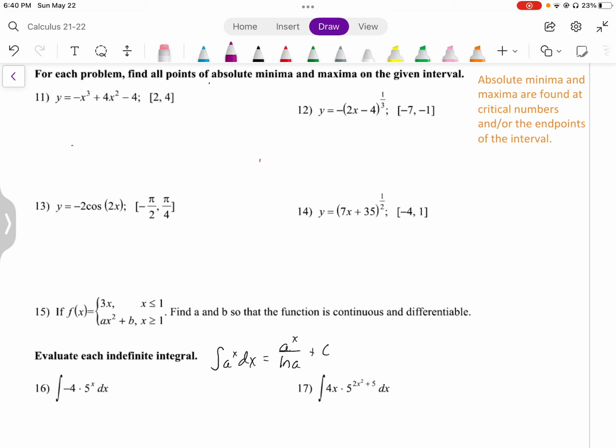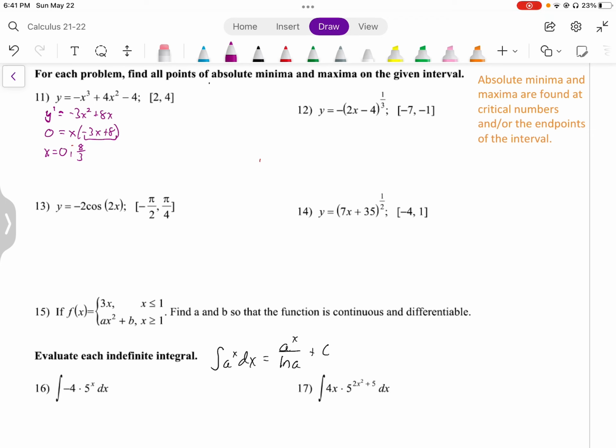So we're going to take the derivative of this. y prime is equal to negative 3x squared plus 8x. Derivative of negative 4 is 0. We'll set this equal to 0. Let's go ahead and factor here. We can factor out an x, and this is negative 3x plus 8. So x either equals 0 or, solving that, you get 8/3. So 0 and 8/3 are the critical numbers.